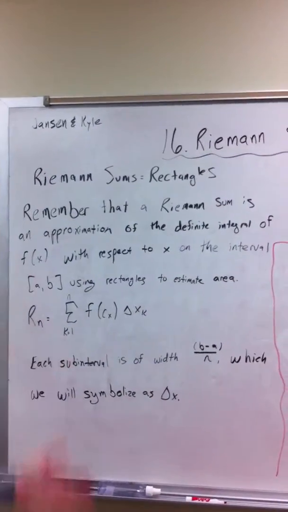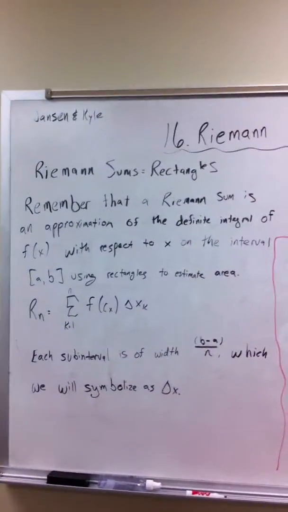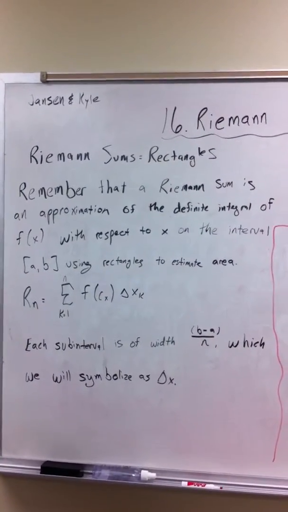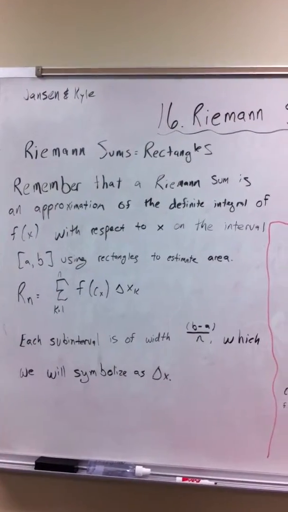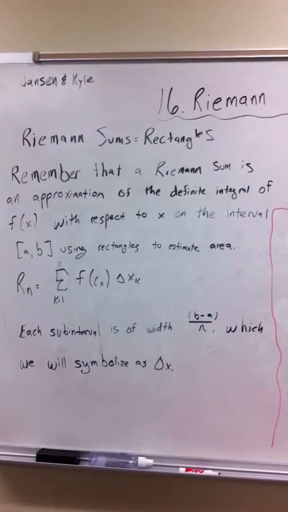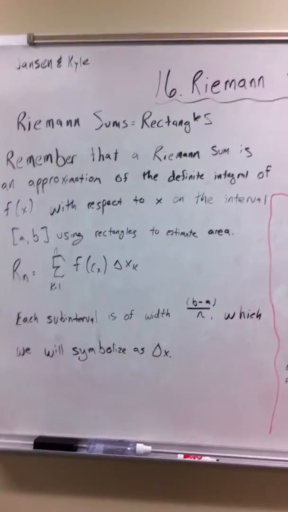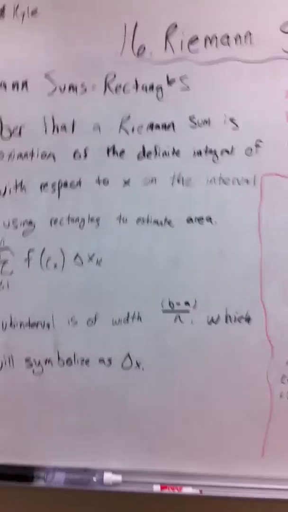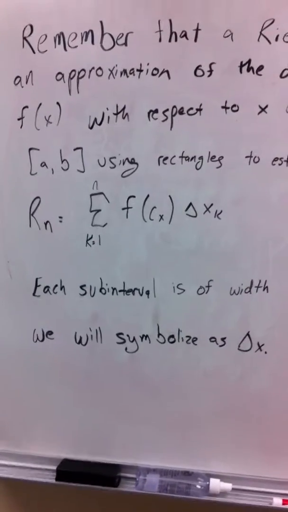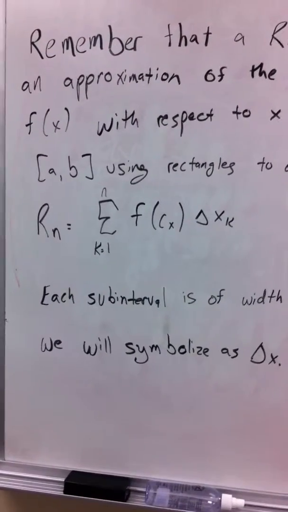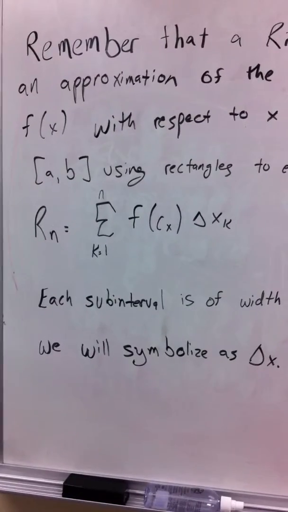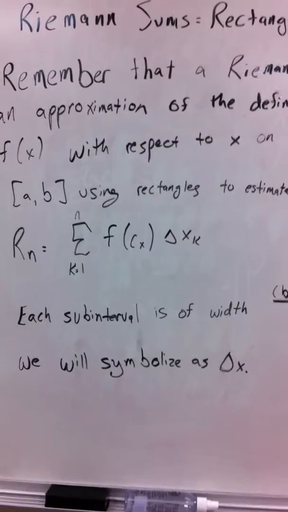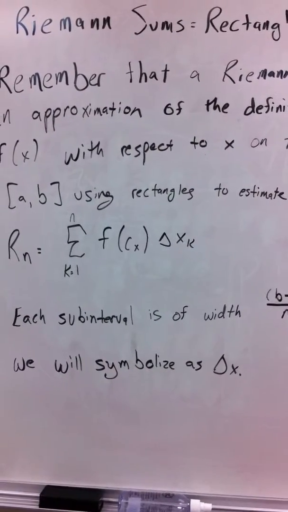A Riemann sum signifies that there are rectangles involved, and we're going to be taking the definite integrals. Remember that a Riemann sum is an approximation of the definite integral of f of x with respect to x on the interval [a, b], that's a closed interval, using rectangles to estimate area. Then we get our equation for a Riemann sum, which is R sub n equals the summation with n on top, which is some integer that tells us how many rectangles, over k equals 1, of f of c sub k times delta x sub k.